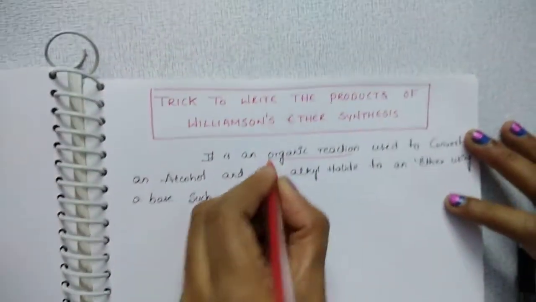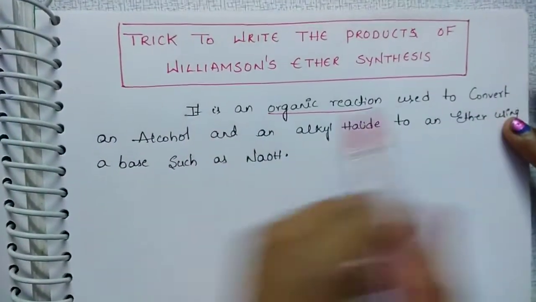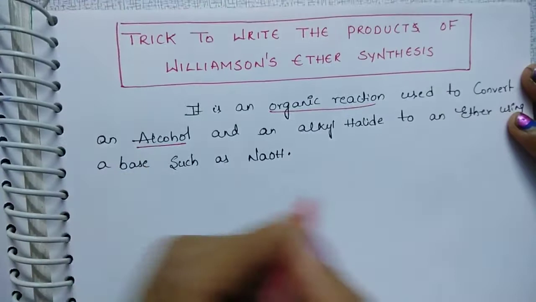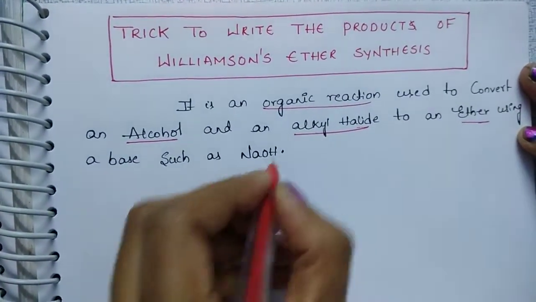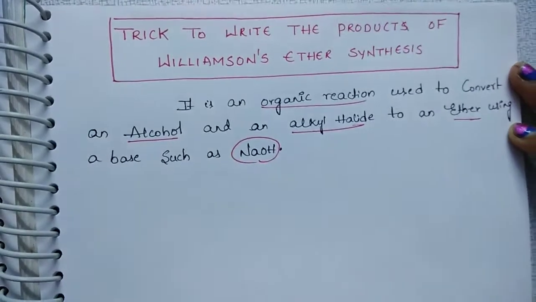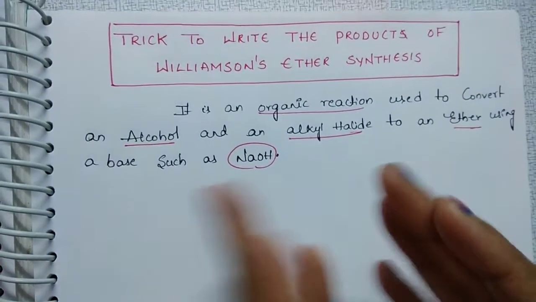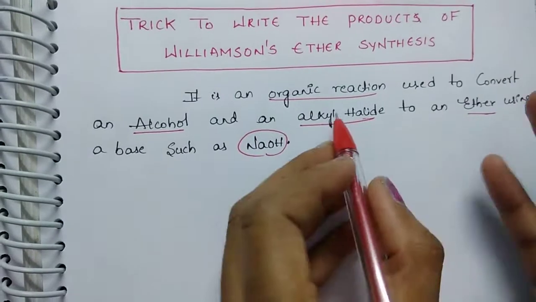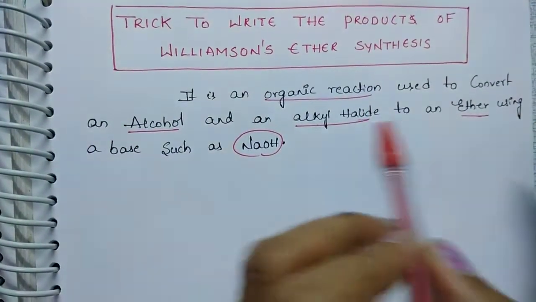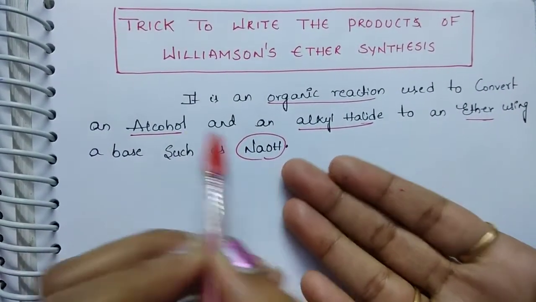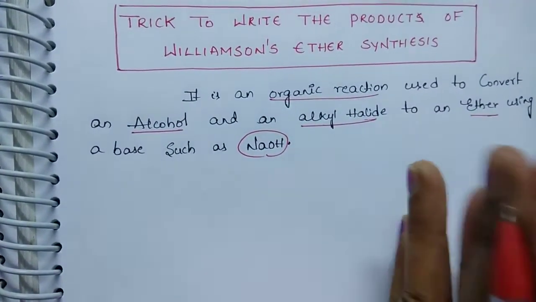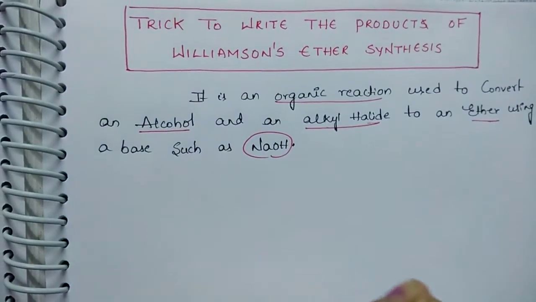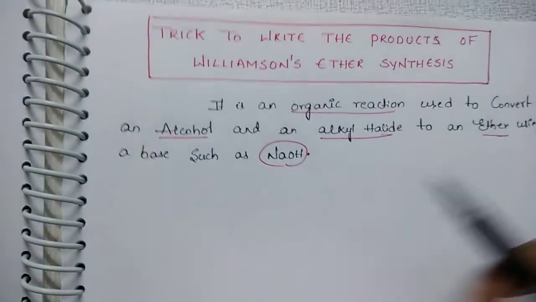It is an organic reaction which is used to convert an alcohol and an alkyl halide into an ether by using a base like NaOH. Means here, by using alcohol and alkyl halide, we are converting these two into ether using NaOH. This is a very important reaction for the preparation of ethers. Let us see this reaction.